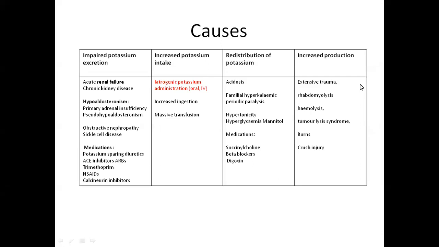You no need to worry about causes classification. If you remember these 4, that is enough for anything. So decreased excretion, increased production. Increased production can be increased intake as well, and redistribution. These are the main causes. So I'm not going to go through all these things.